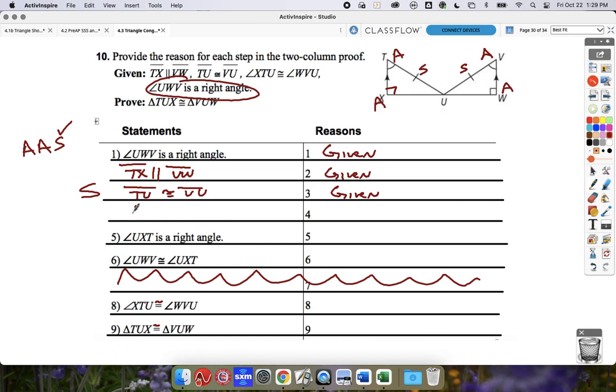Then we have angle XTU is congruent to angle WVU. I'm just copying things out of the proof. Man, this is nice handwriting. That's an A statement. So I have one A and one S. I need one more A statement. So right here, this is what Luke brought out. Angle UXT, this angle right here, is a right angle.